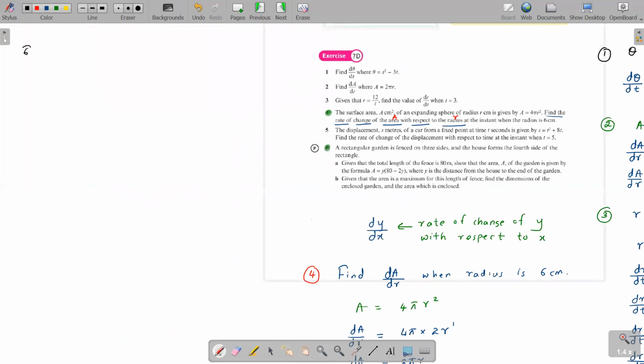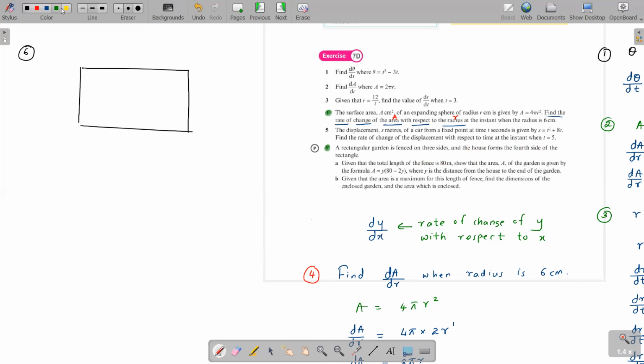Question number 6. A rectangular garden is fenced on 3 sides, and the house forms the 4th side of the rectangle. So first thing is you need to draw a diagram and mark all these things. What are they saying? A rectangular garden. So draw a rectangular garden, fenced on 3 sides. Then what is the 4th side? The 4th side has the house, right?